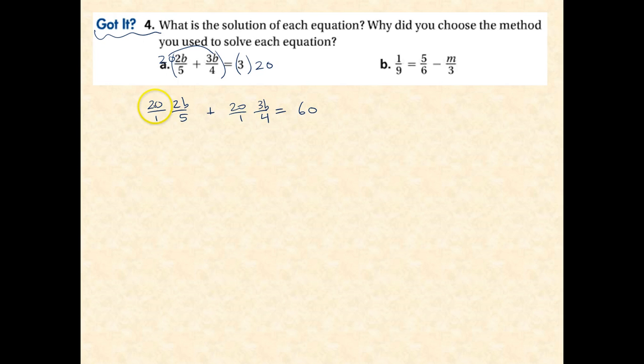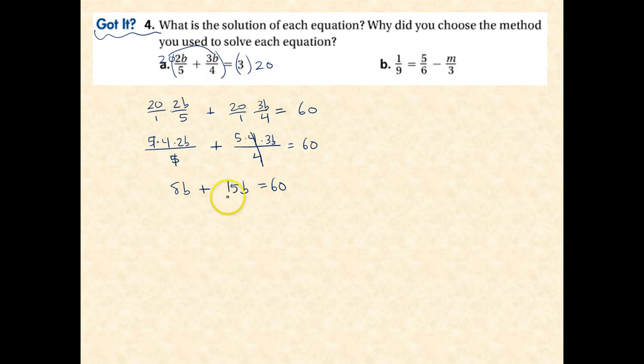Okay, it's going to be helpful for me to think of 20 as 5 times 4. And again over here, 5 times 4 times 3b over 4 equals 60. Because 5 over 5 is 1. So then all that's left here is 4 times 2b, 8b. 4 over 4 is 1. So 5 times 3 is 15. So that's 15b.